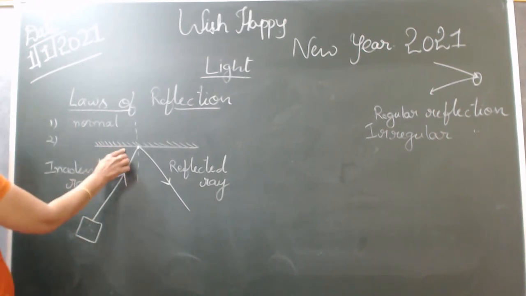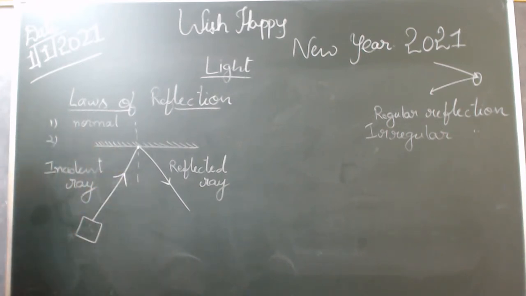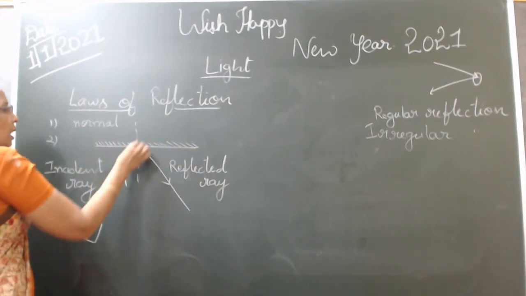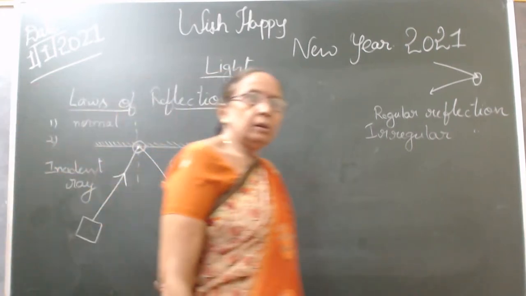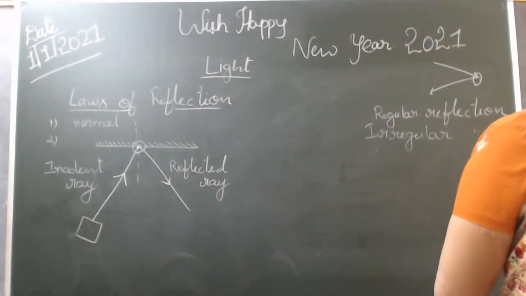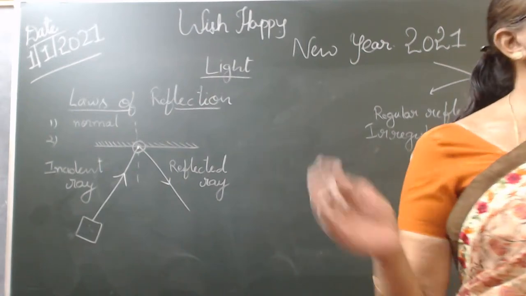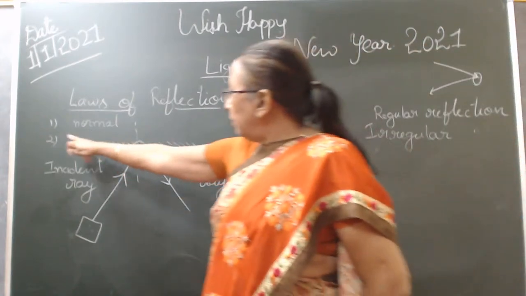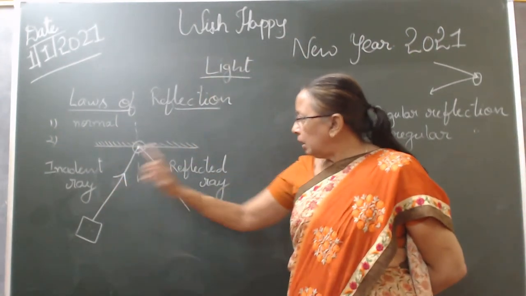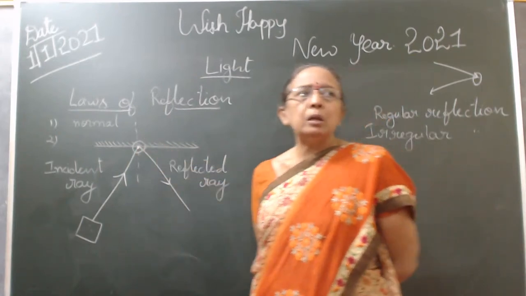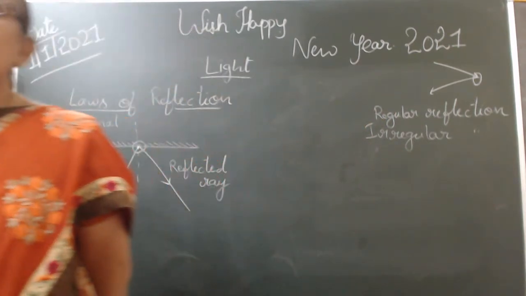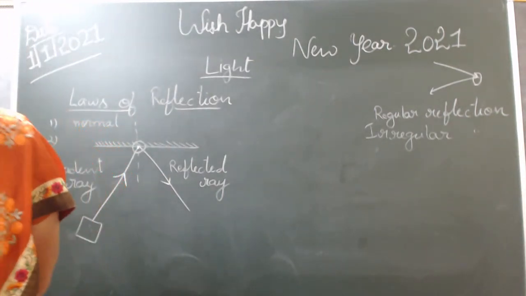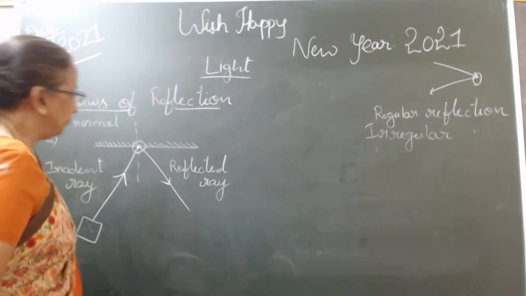So by this diagram, we can say the first law of reflection: incident ray, normal and reflected ray are in the same plane. Is it correct, all of you, first law? No need to read continuously. Just keep the diagram in mind, you can understand. According to the first law, incident ray, reflected ray and normal should be in the same plane. All of you understand the first law? Okay. Second law is there.